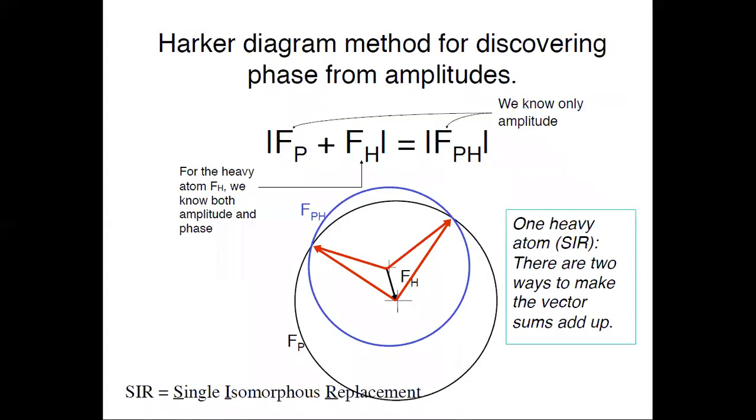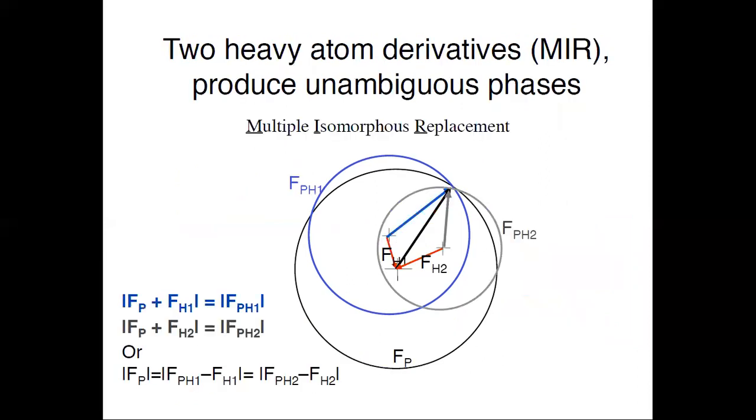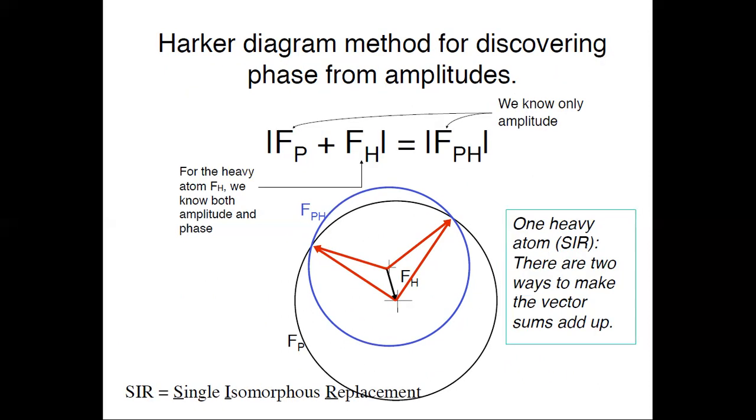Similarly, the Harker diagram is a method for discovering phase from amplitude. F of P plus F of H equals F of PH. We know that this equation shows the amplitude, and for the heavy atom we know both amplitude and phase. This is known as the amplitude. This is the single isomorphous replacement, in which the amplitude changes with one heavy atom. There are two ways to make the vector sum add up. Lastly, we have to see single replacement.